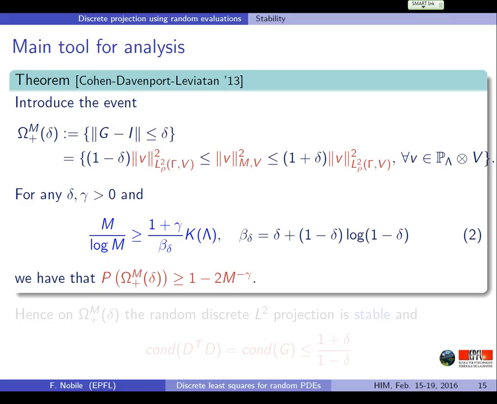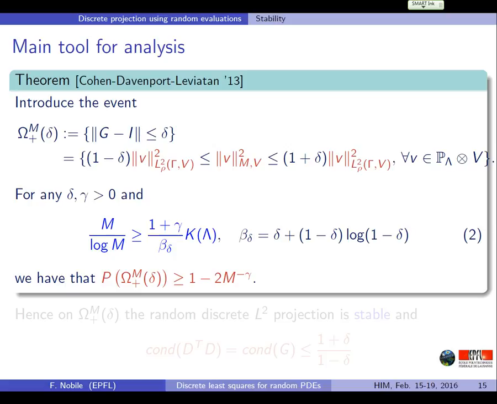Okay. So the main tool, again, is a contribution from Albert, Cohen, Davenport, and Leviathan. It is a sort of non-uniform RIP, since we are in a compressed sensing audience, that shows that if M is well chosen, with high probability this Gramian matrix G is close to the identity up to a coefficient delta. Saying that G is close to the identity is equivalent to saying that the discrete norm is equivalent, up to constants 1 minus delta and 1 plus delta, to the continuous norm. And this should hold for any polynomial in the polynomial space.